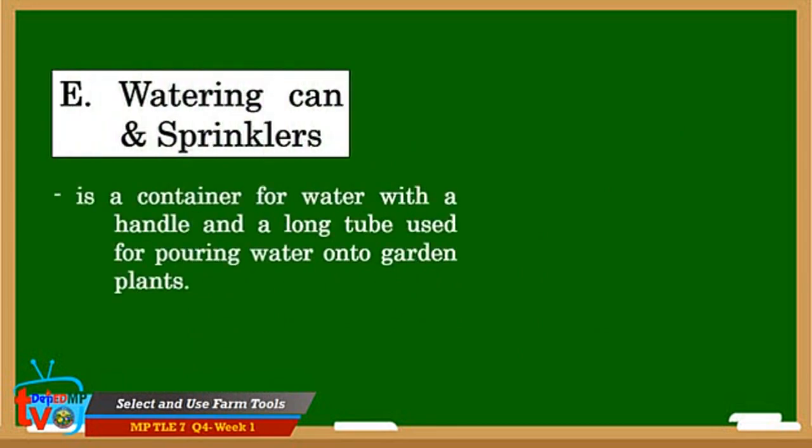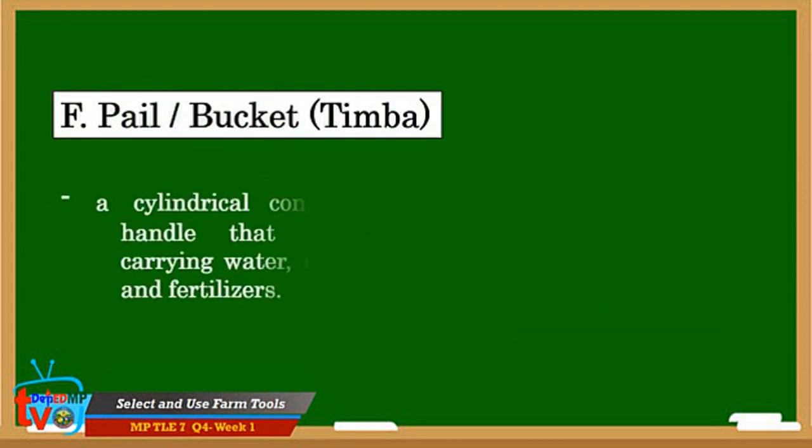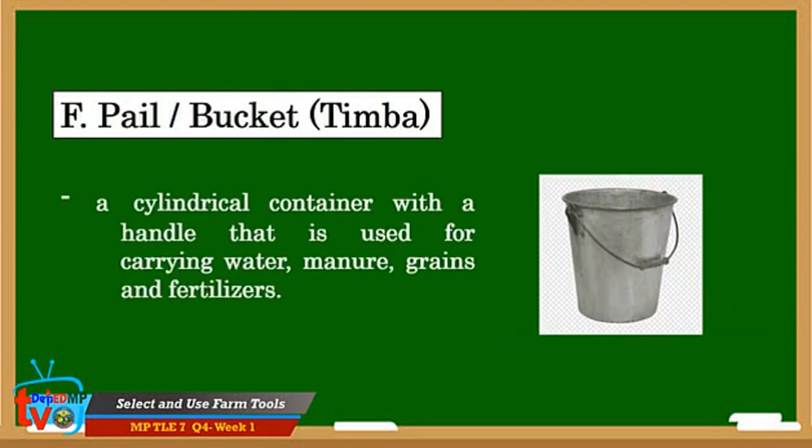Next, we have the watering can and sprinklers. It's a container for water with a handle and a long tube used for pouring water onto garden plants. Next, we have the pail or bucket or timba in our dialect, a cylindrical container with a handle that is used for carrying water, manure, grains, and fertilizers.